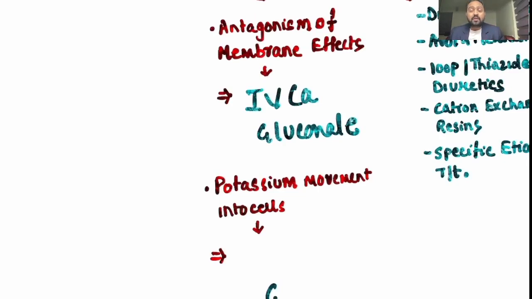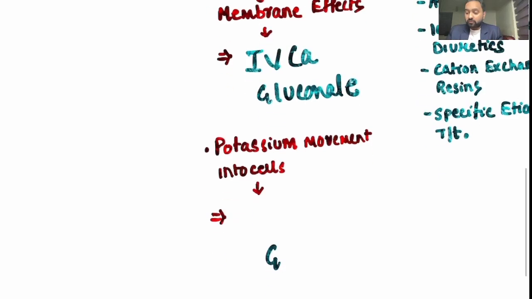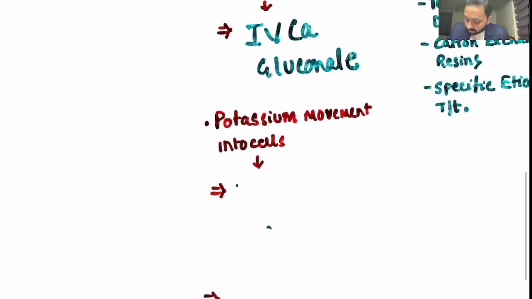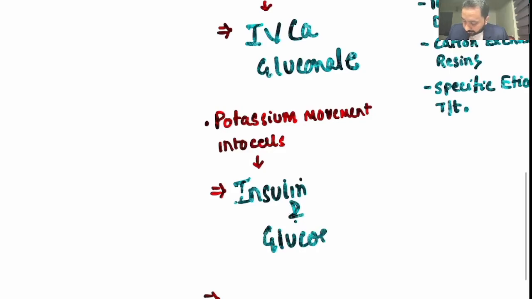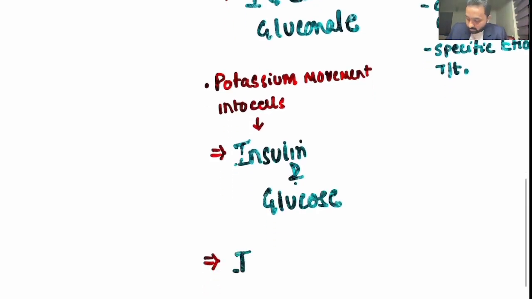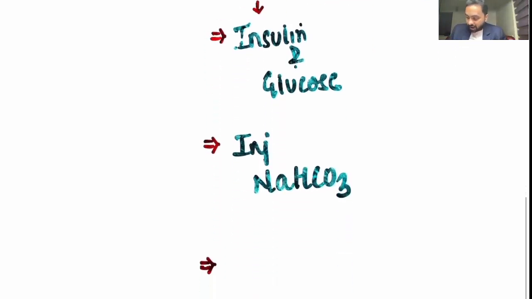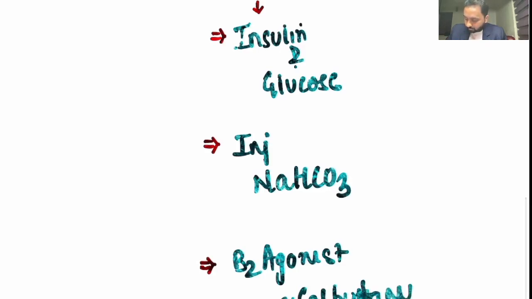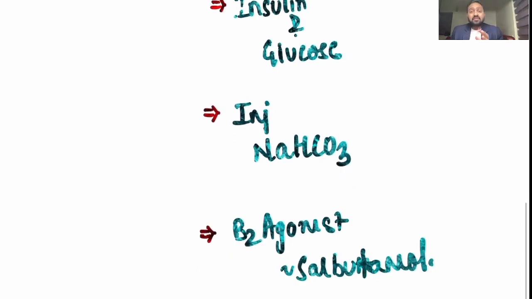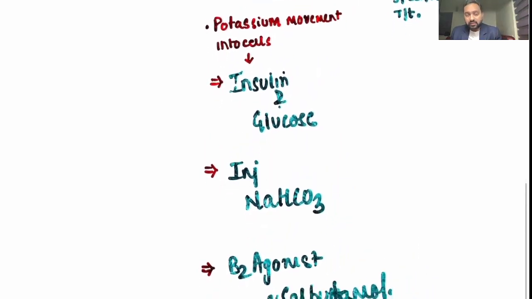The cause was potassium movement out of the cell. So how would potassium movement be into the cell, right? What would be the drugs that would cause potassium movement into the cells, right? It would include insulin and glucose, right? Then it would include use of injection sodium bicarbonate, right? And use of beta 2 agonist, that is salbutamol, right? So these three drugs would cause potassium movement into the cells, right?